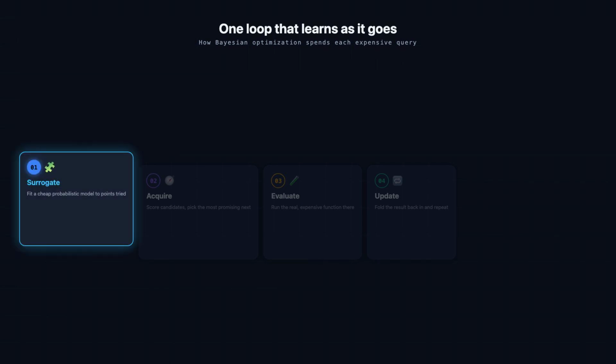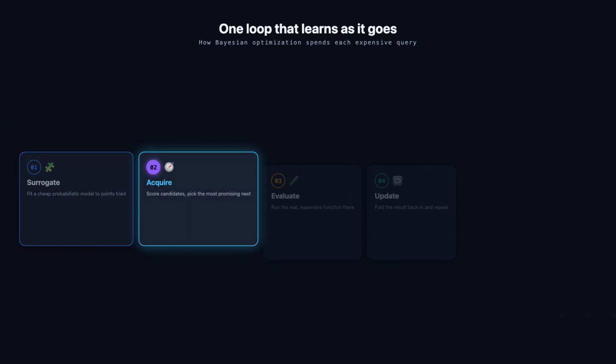First, build a surrogate. Since the real function is expensive to query, you fit a cheap probabilistic model, usually a Gaussian process, to all the points you've tried so far. This surrogate captures both a best guess of the value everywhere and, crucially, how uncertain that guess is.